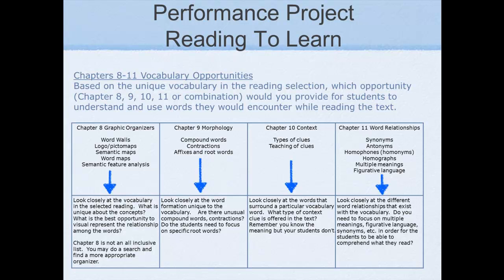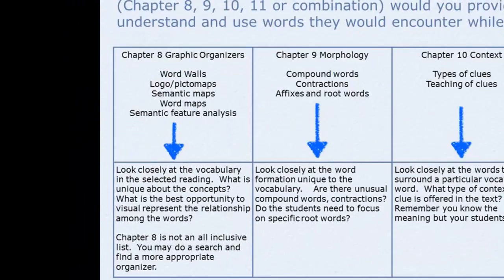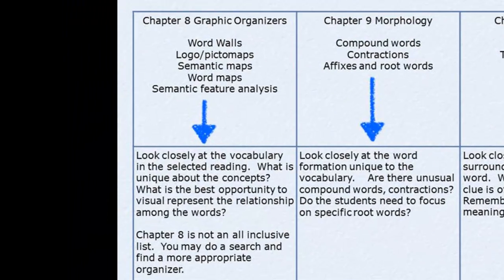Choose a reading selection from your subject area and grade level. You may choose books from the subject areas listed at the end of Chapter 16 or another reading, e-text, website, or other printed text that would be part of your subject area. So under Chapter 8, Graphic Organizers, you're going to look closely at the vocabulary in the selected reading. What is unique about the concepts? What is the best opportunity to visually represent the relationship among the words?